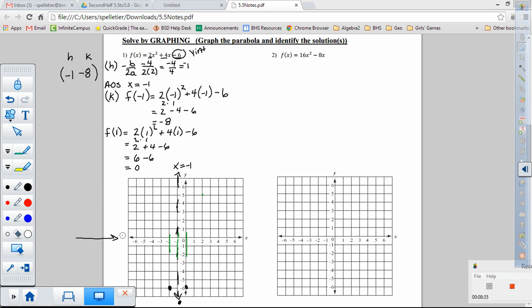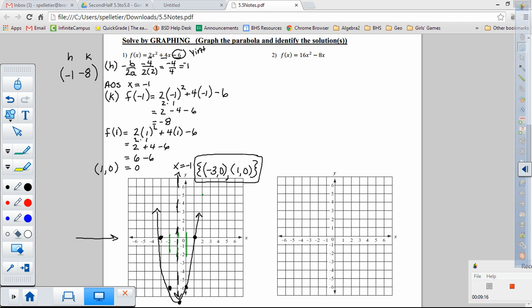So at 1, I'm at 0. X is 1, y is 0. Perfect. Mirror that over. It's 2 units away from your axis of symmetry, so go 2 in the other direction. And we don't need to do any more work trying to graph it because we found our solutions. This particular graph crosses at -3, 0, and at 1, 0. And this is how you write your answer. That is the solution. Those are the two places, -3 and 1, where it crosses.